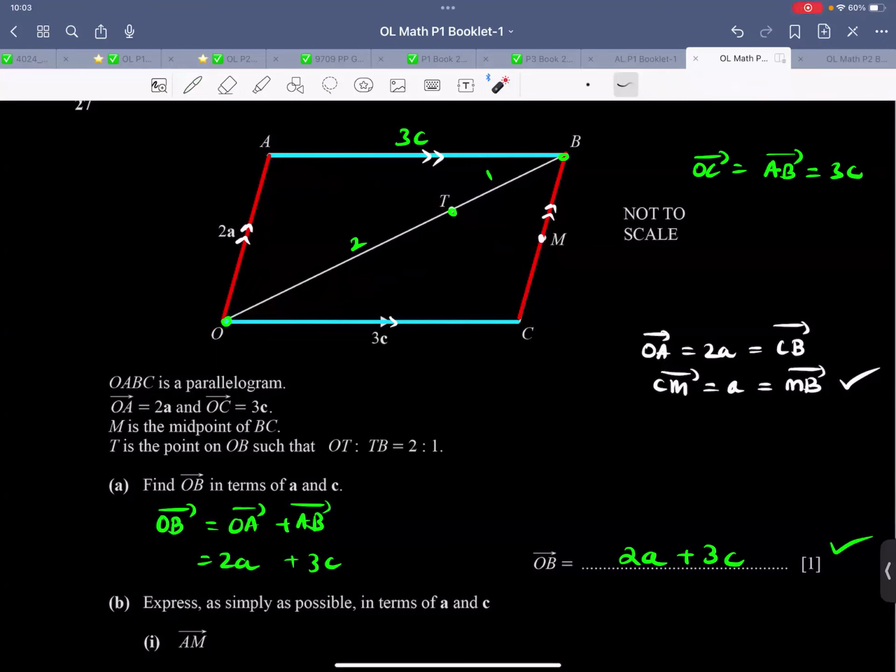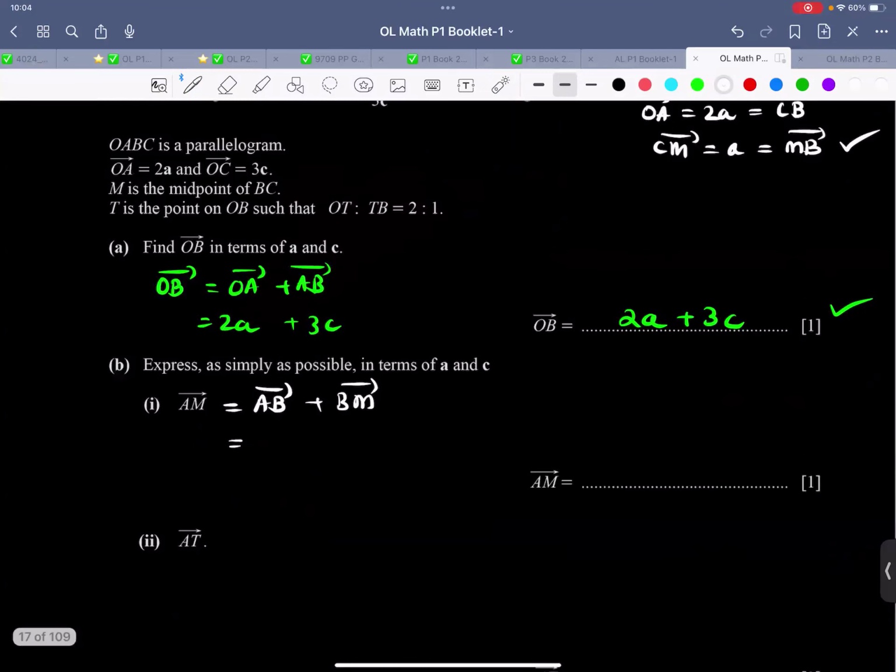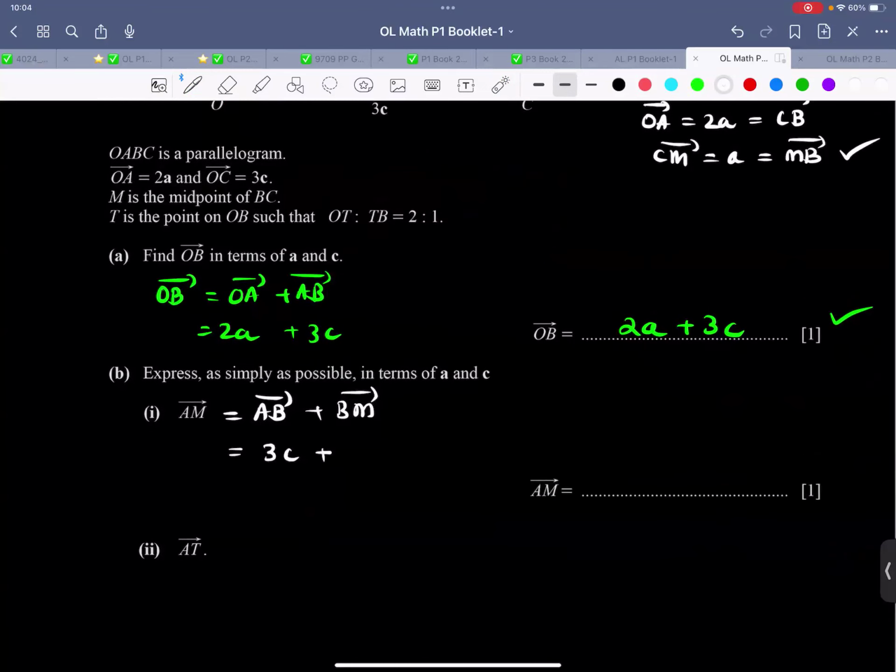Or I think I can also go this way. O till A, A till B, B till M, that's AM. That's the easiest. So BM is negative A. So AB plus BM is AM. AB is 3C and BM is minus A. So this is 3C minus A. Again, this is 1 mark.